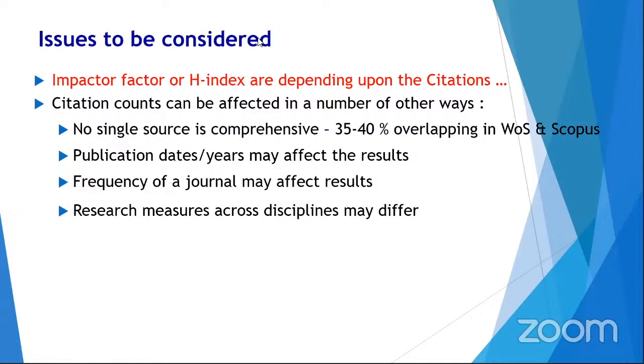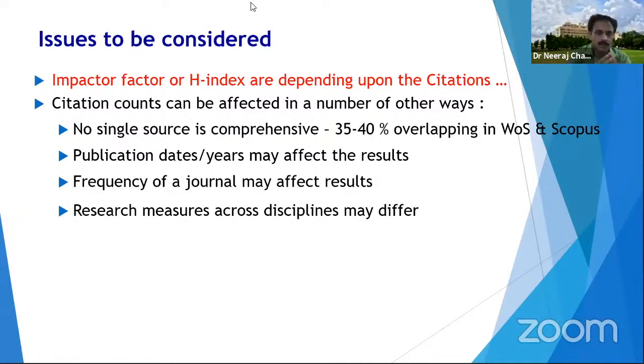So these are some of the issues in these two databases, and there are a number of other limitations as well. So these publication dates may affect the results. Definitely these may affect the results. The frequency of journals may also affect the results, because sometimes it is annual publication, sometimes a journal has a different kind of frequency of publication. So this may affect the citations or the H-index. Research measures across the disciplines may also differ. This is also one of the things. Because of that, this may be one of the issues when we are talking about the impact factor or H-index.